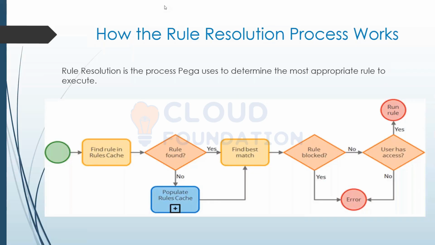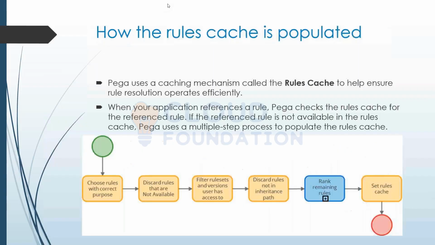Here, this population of rules cache is also a separate process in itself. It's not like whatever comes into picture will just be populated in the cache. No, again, the system considers this as a separate process in order to populate the cache. Let's see that process as well. You can understand this as a sub-process within your RR. It has 6 different steps involved here.